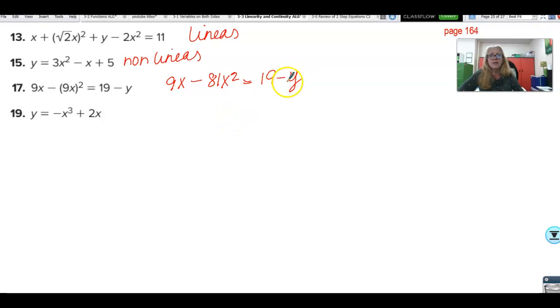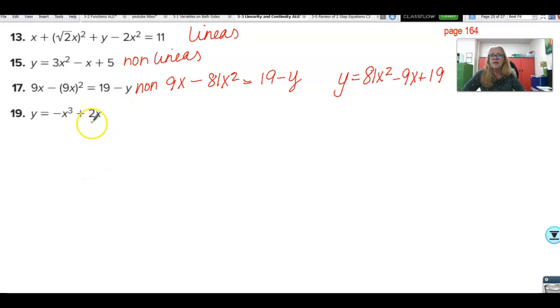All right. We want to get y on one side by itself. We can add y to both sides. We can add 81x squared to both sides. We can subtract 9x from both sides. And then we still have the plus 19 hanging out over here, chilling like a villain. We're just not getting rid of this x squared. And because we have an x or a y to a power other than positive 1, this is nonlinear.